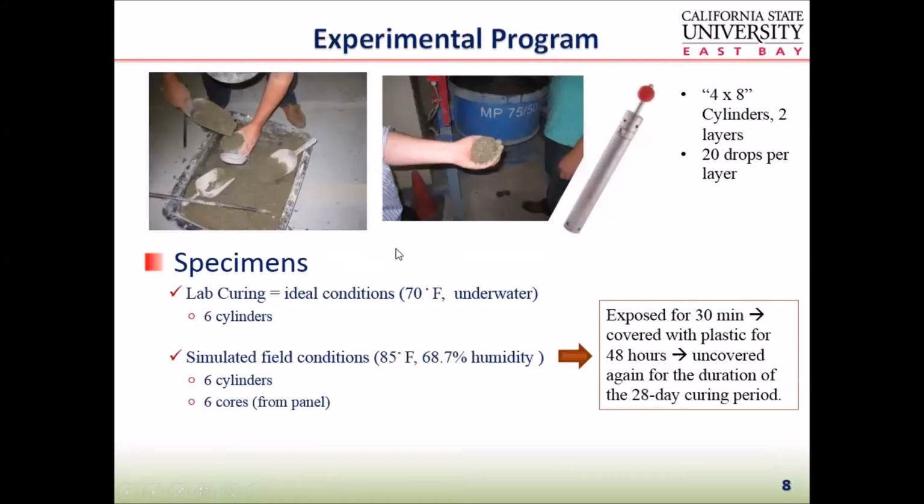We prepared each of the 5 mixtures, and what did we extract out of each mixture? We basically extracted 6 cylinders that were cast into plastic forms.